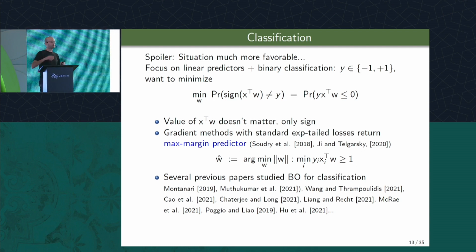Okay, so actually to be a bit more precise, the linear predictor goes off to infinity, but in terms of the direction, which is what you care about for misclassification, you would converge to the max margin predictor.